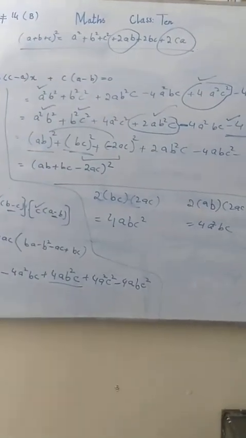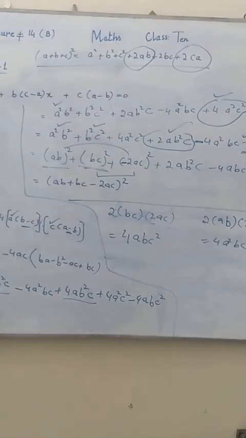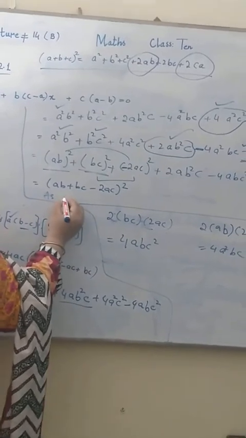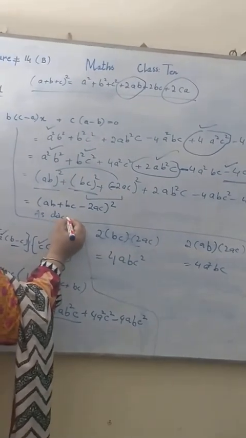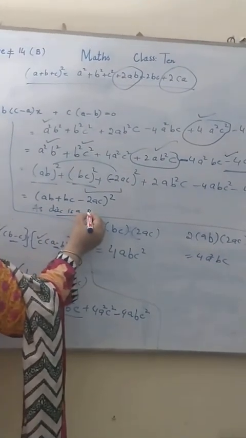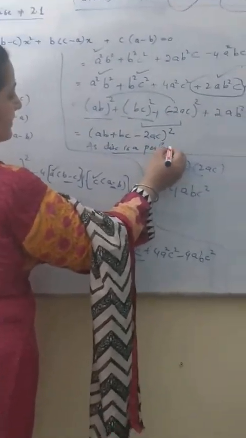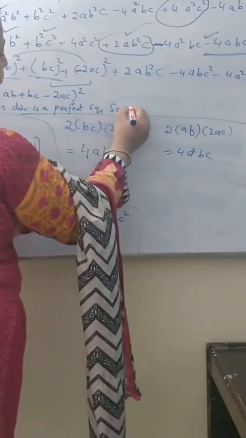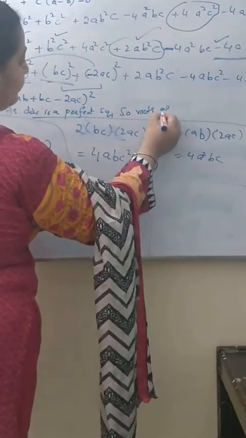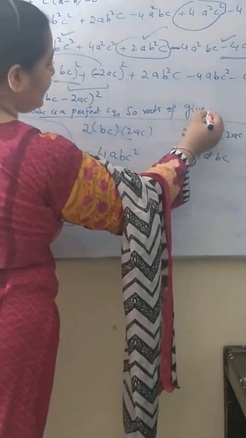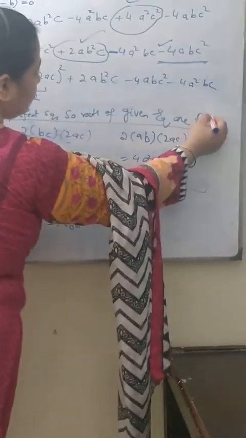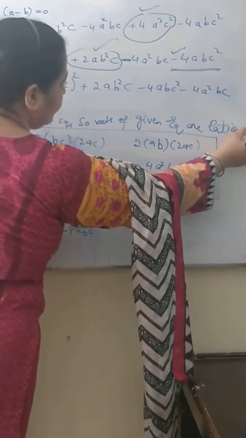So it is proved that the roots of this equation are rational. We will write the statement: the discriminant is a perfect square, so the roots of the given equation are rational. That's all.